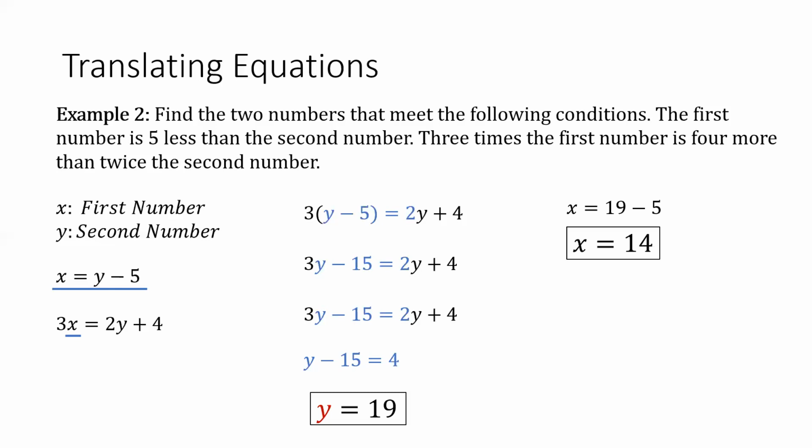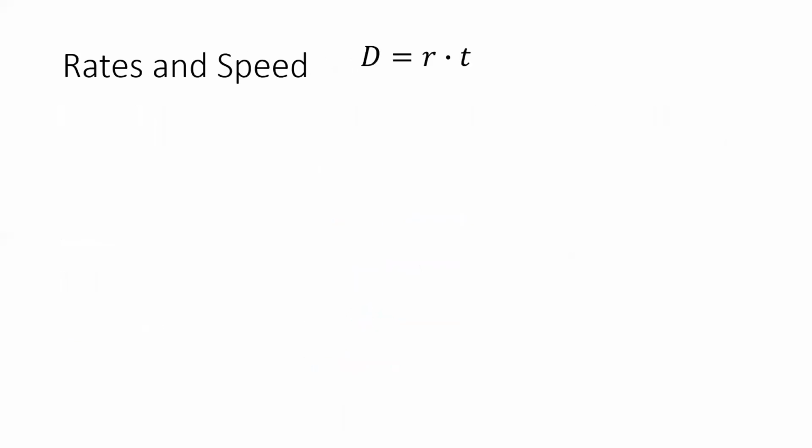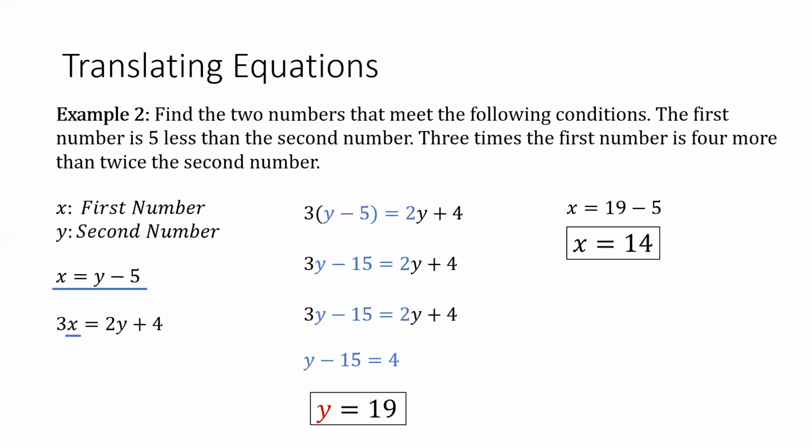I would probably just take what I've written right there and box that. Yeah, I'm fine with that. If you want to be super careful, that's what you would say: my first number is 14, my second number is 19. And this is also a really good question to check your answer on. It's not that hard to go through and say, okay, my first number is 5 less than my second number, check, and then maybe write it out or just plug it into your equation to find that it also meets the second equation.